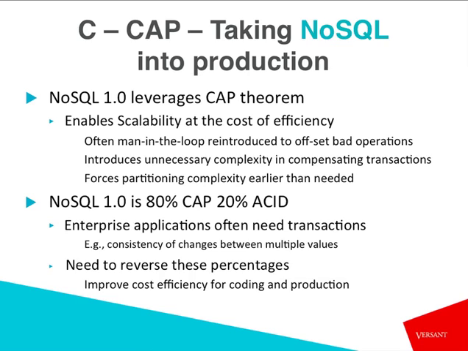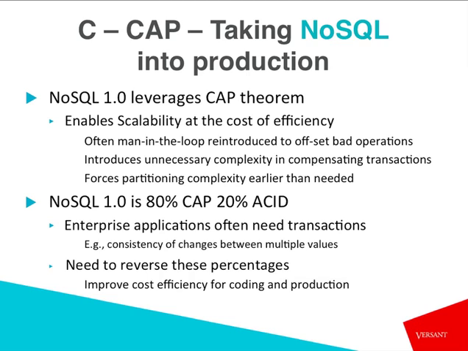And NoSQL 1.0 is kind of this, I'm on the next bullet here, this 80% CAP and 20% ACID. And the 20% is where some of these document stores have introduced their concept of a weak transaction, where as long as you only change things within the scope of one particular value under a key, well then you can do that in a transaction. But you can't do transactions that span these values.